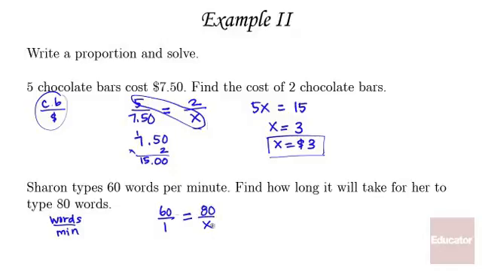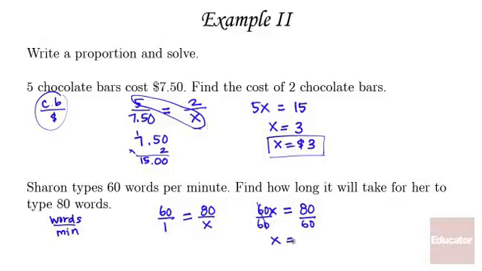Okay, so again, you can use proportions. You can use cross products. So 60 times X is 60X equal to 1 times 80 is 80. Now remember, if you want to find what X is, you can divide by the 60. So anytime you have a number times a variable, you can just divide by that number to find X.